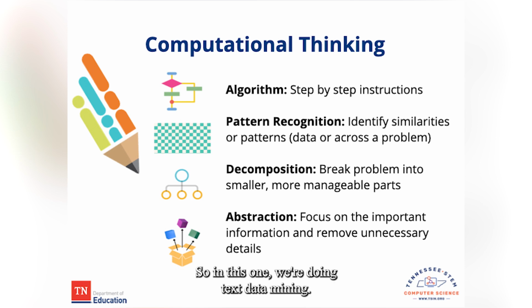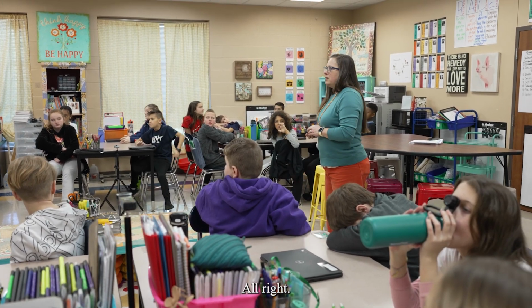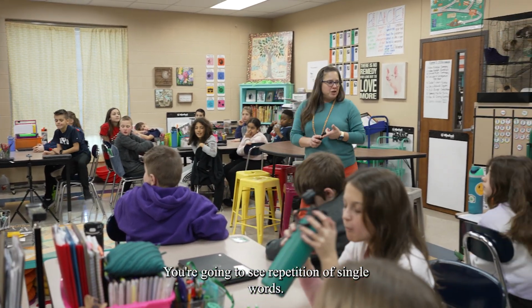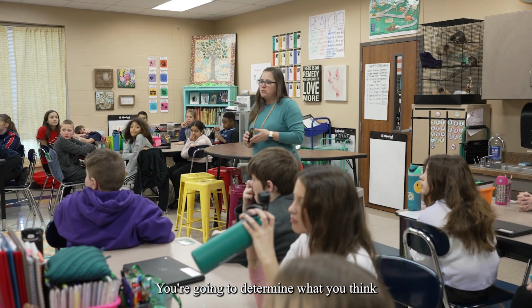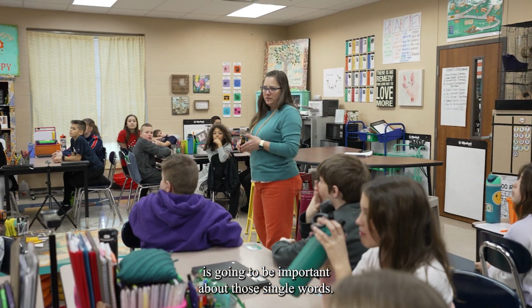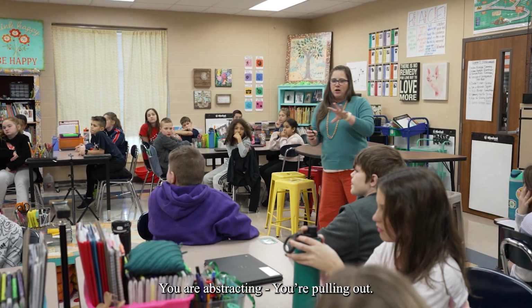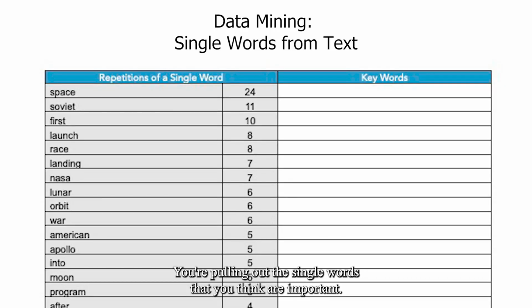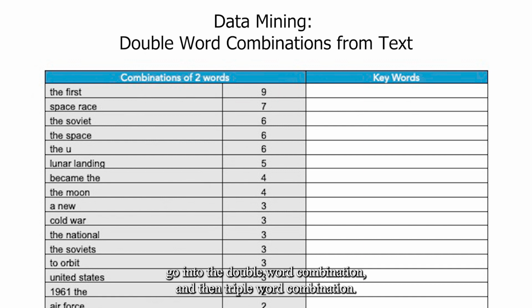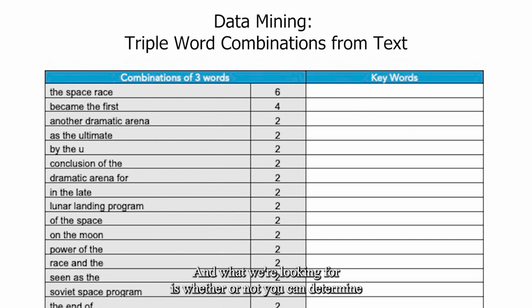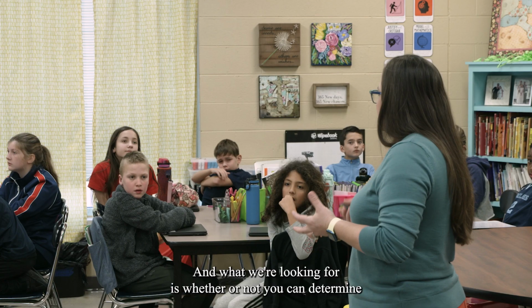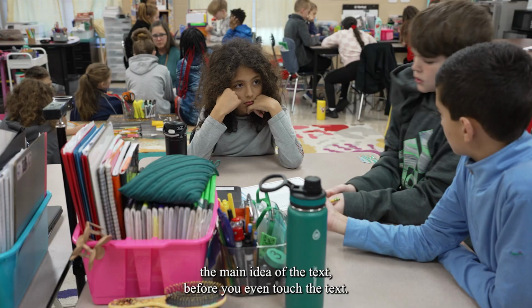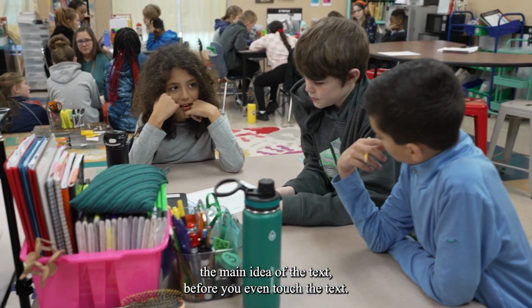So in this one, we're doing text data mining. You're going to see repetition of single words. You're going to determine what you think is going to be important about those single words. You are abstracting, you're pulling out the single words that you think are important. Then we're going to go into the double word combination and then triple word combination. What we're looking for is whether or not you can determine the main idea of the text before you even touch the text.